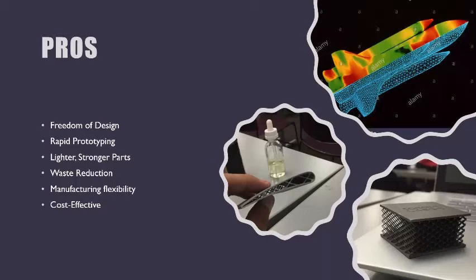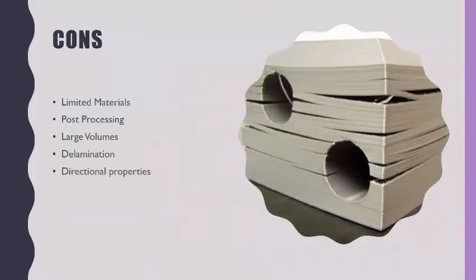Waste reduction, since additive manufacturing does not need to subtract material from a block, for example. Flexibility, because you can print different parts without the need of changing the setup. And cost effectiveness, because parts with very low demand can now be manufactured at a much lower cost than with heavy machinery. The cons of 3D printing are limited materials, especially metal printers.